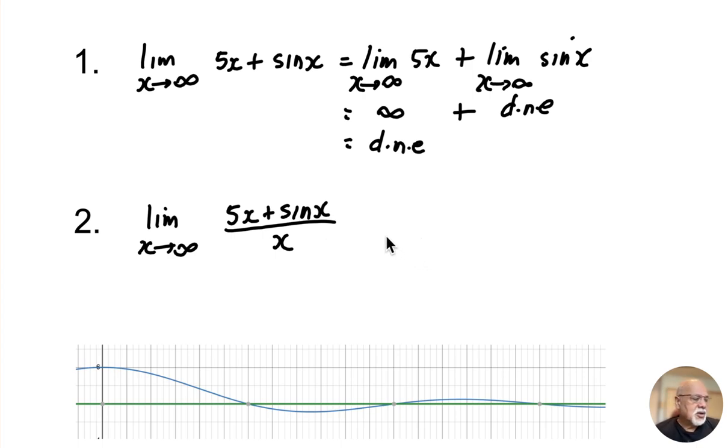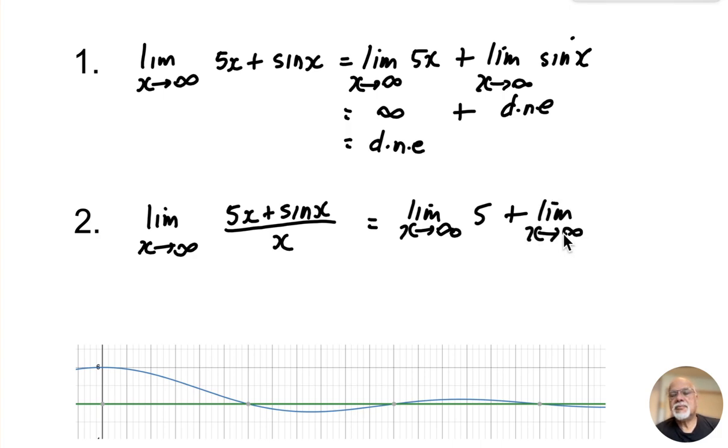All right, in this case, using the properties of limits, this would be the limit as x goes to infinity of 5, that's 5x over x, plus the limit as x approaches infinity of sine x over x.